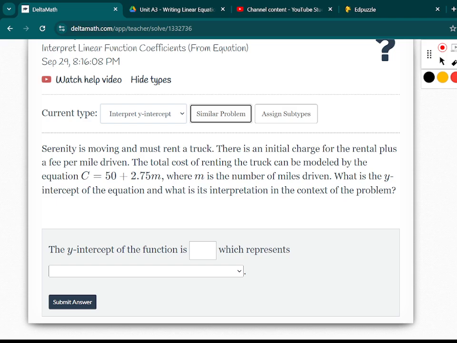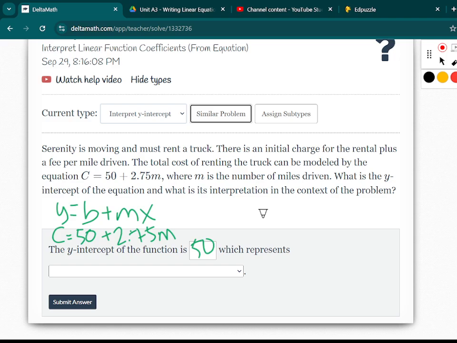So again, we typically write y equals mx plus b. However, we can write it as y equals b plus mx, and it looks like that's what's going on here. We have C equals 50, a plain number, plus 2.75m. So the 2.75 is what is attached to the variable. That must be our slope. So that means our y-intercept must be that 50. Now, what does that represent?